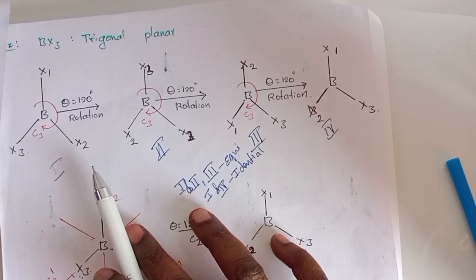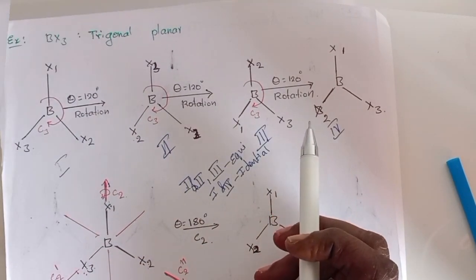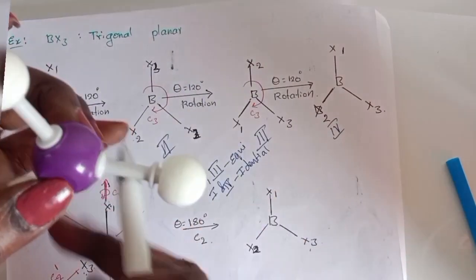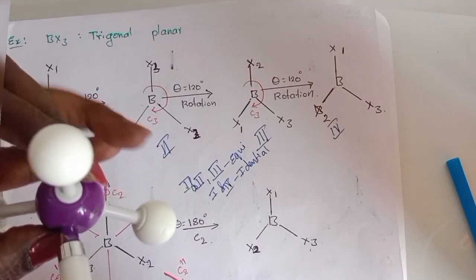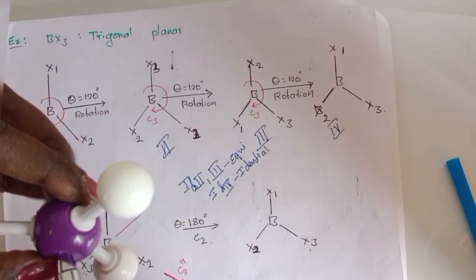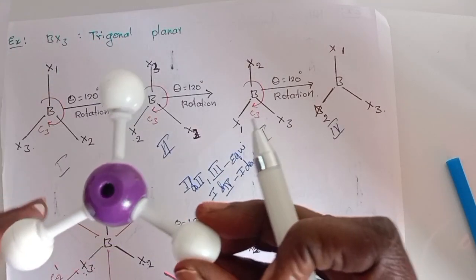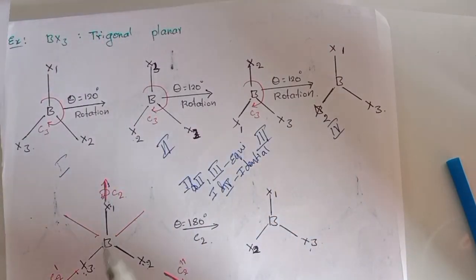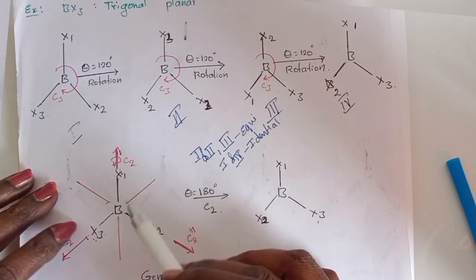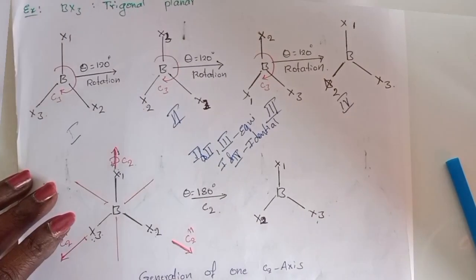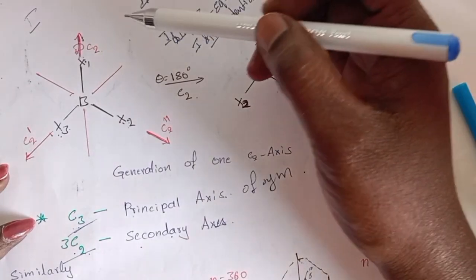Here the rotation must be in one way, either in a clockwise manner or in an anti-clockwise manner. So I am putting the axis like this, and by doing a 120 degrees rotation, we get the equivalent structure to the original one. Additionally, in BX3, besides C3, C2 is also possible.